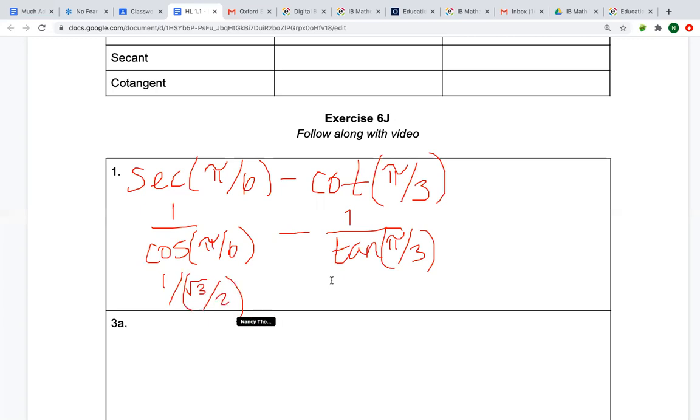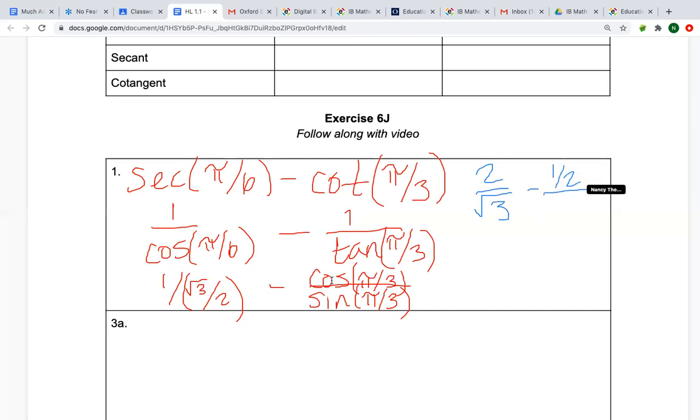And then this could also be rewritten as cosine of pi over 3 divided by sine of pi over 3. And the reason why I wrote it this way is because I think it's easier to read. So this would be 2 over square root 3 minus 1/2 divided by square root 3 over 2.